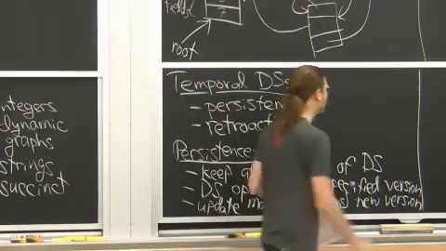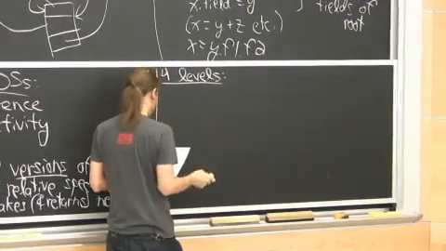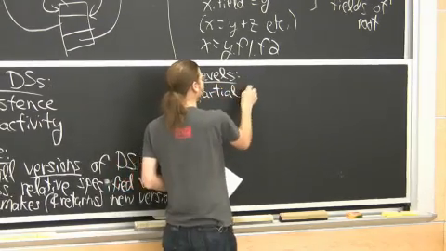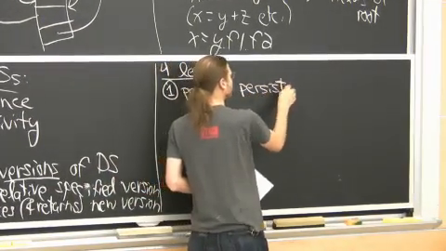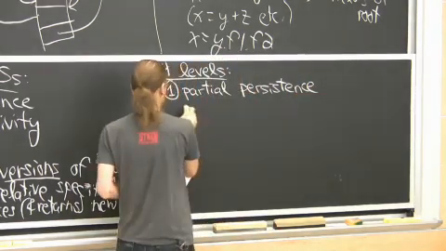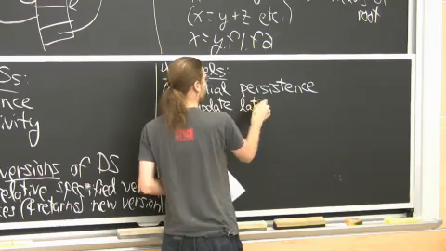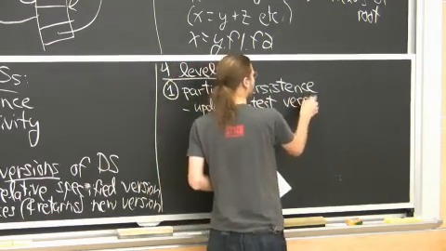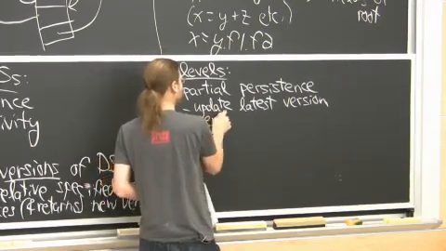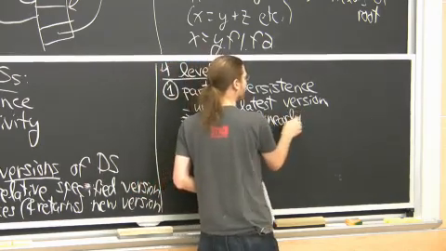And then there are 4 levels of persistence that you might want to get. First level is called partial persistence. This is the easiest to obtain. And in partial persistence, you're only allowed to update the latest version, which means the versions are linearly ordered. This is the easiest to think about. Time travel can easily get confusing.